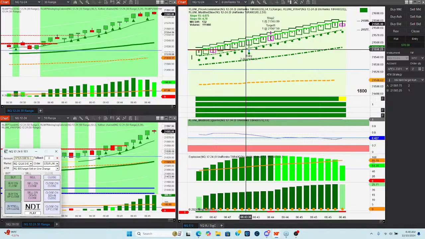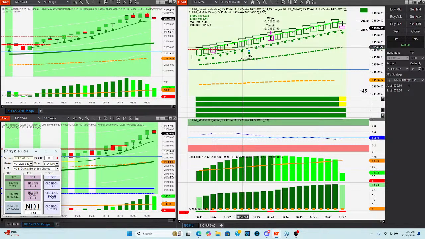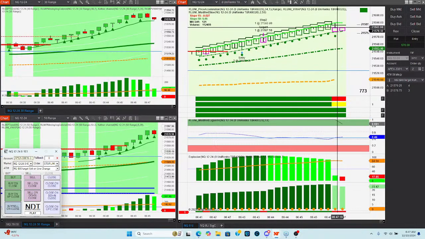Now, if I would have done exit on line change and didn't squeeze that, I'd still be in this trade. But I like being able to basically break even and let it run. Unfortunately, it took me out right here, where I could have had this and probably been done for the day.